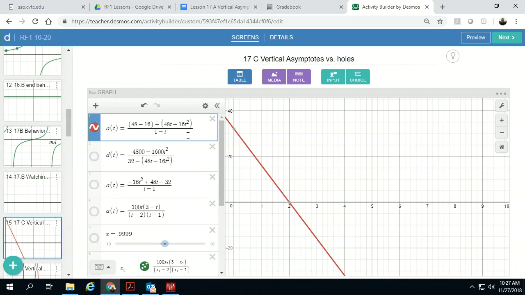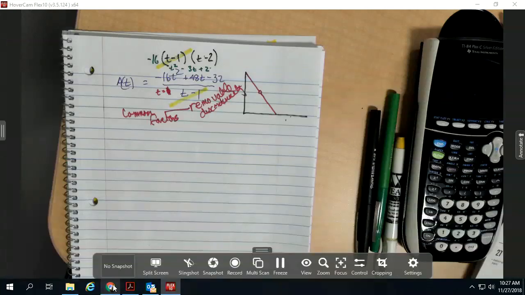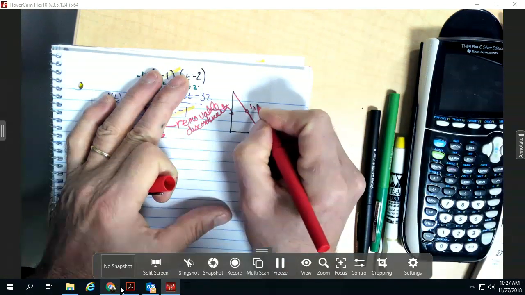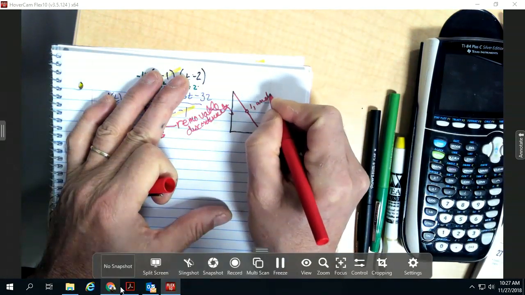Now you could go through every value along here until you find it, but the other way to do it is to just say 1 minus t, t must be 1. 1 minus what is 0? 1. The other thing that you'll notice is our graph goes through, so this is 1, comma, undefined.